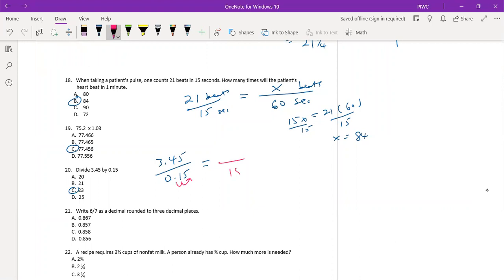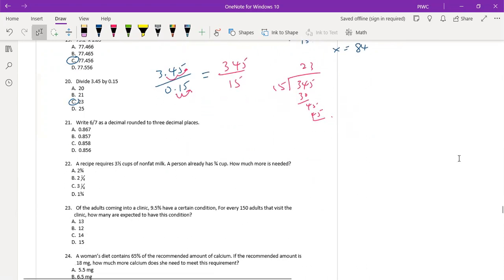So now it becomes 15. Whatever I do to the denominator, if I multiply by 100, I multiply this also by 100. 1, 2. There's no place to move, so also twice. So I have 3, 4, 5. So if you divide this, it should give you 23. Okay. 23.